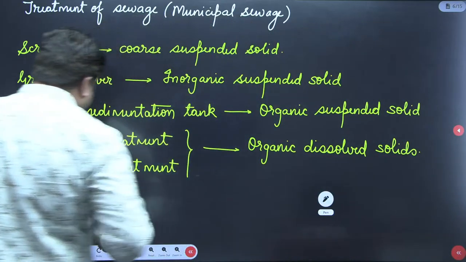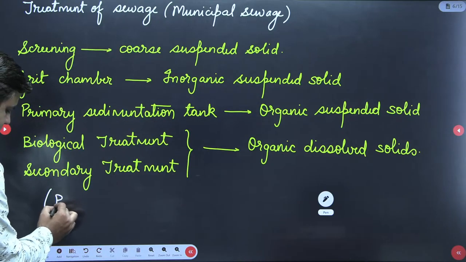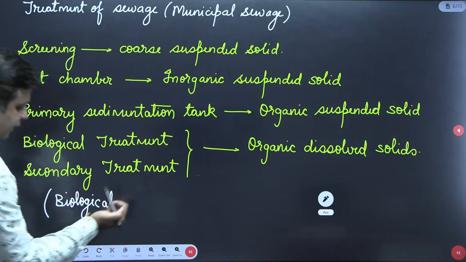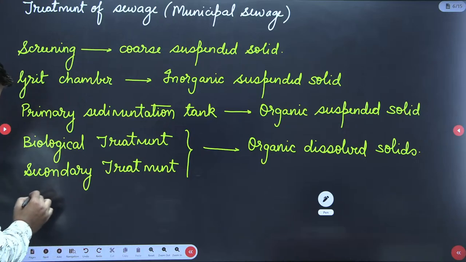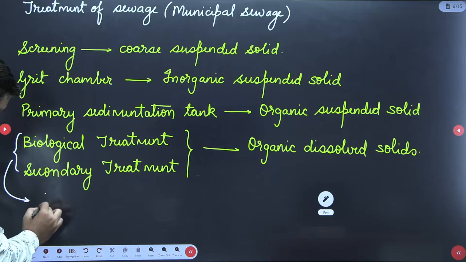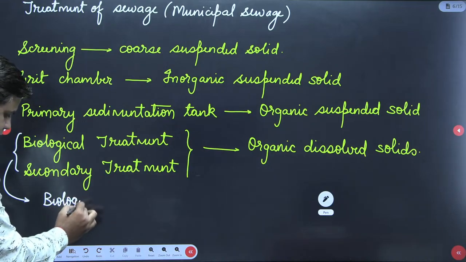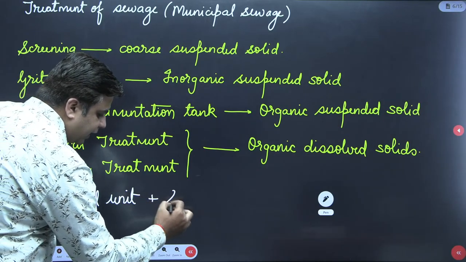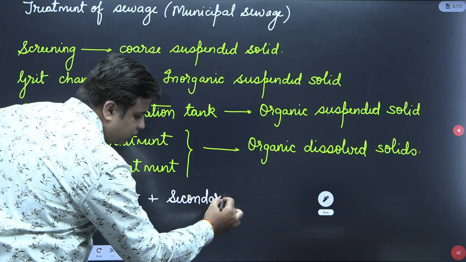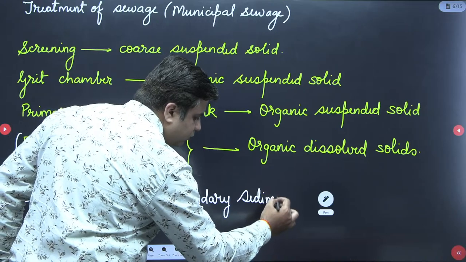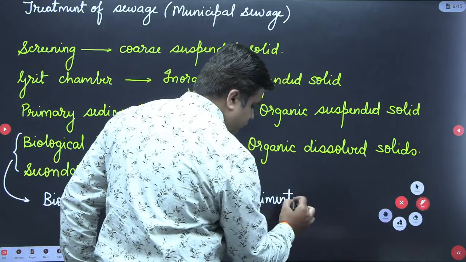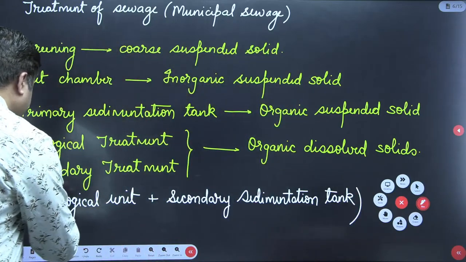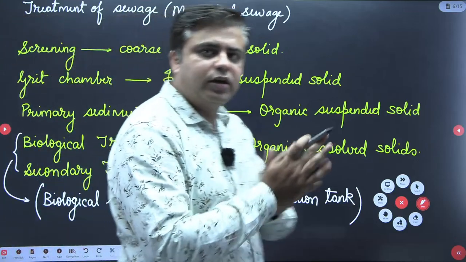Right? Now, this biological treatment comprises of a biological unit and a secondary sedimentation tank. So this includes biological unit and secondary sedimentation tank. So this is combinedly known as your secondary treatment. Both of them are combinedly known as your secondary treatment, right?